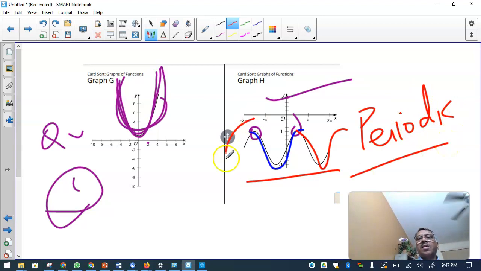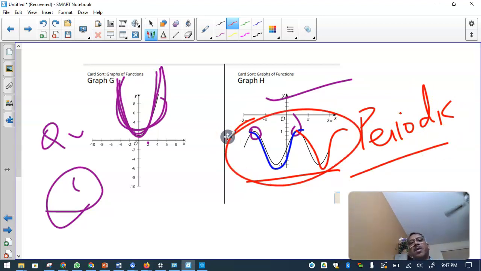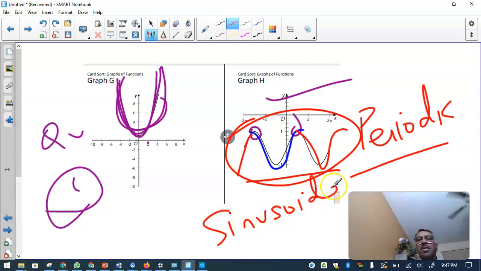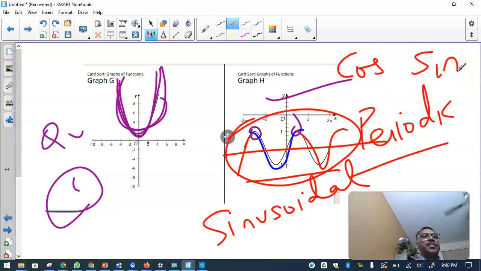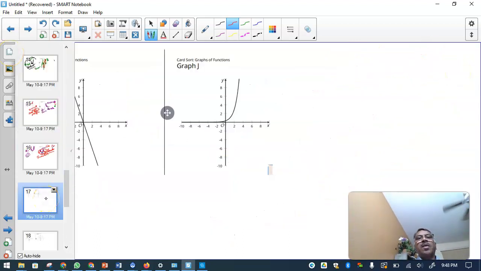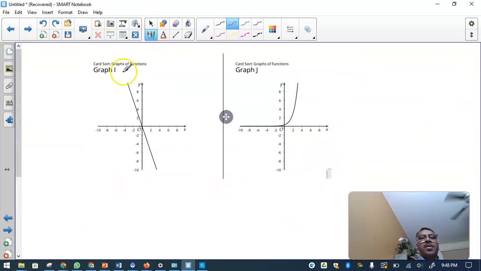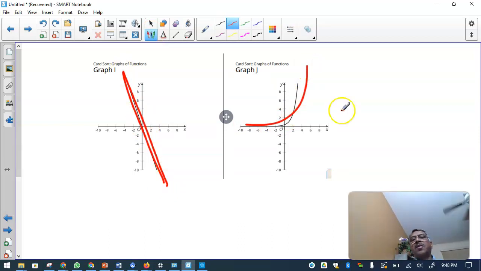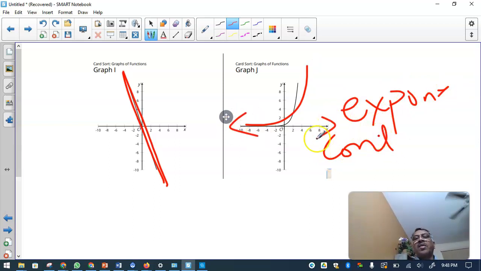So this is not linear, not a parabola, not quadratic, not exponential, but sinusoidal. We can think of it like a cosine function or a sine function. We'll see later on. And the last one, almost there. This I showed you, this is linear, continuous, but the other one is exponential, continuous. The range is positive here.